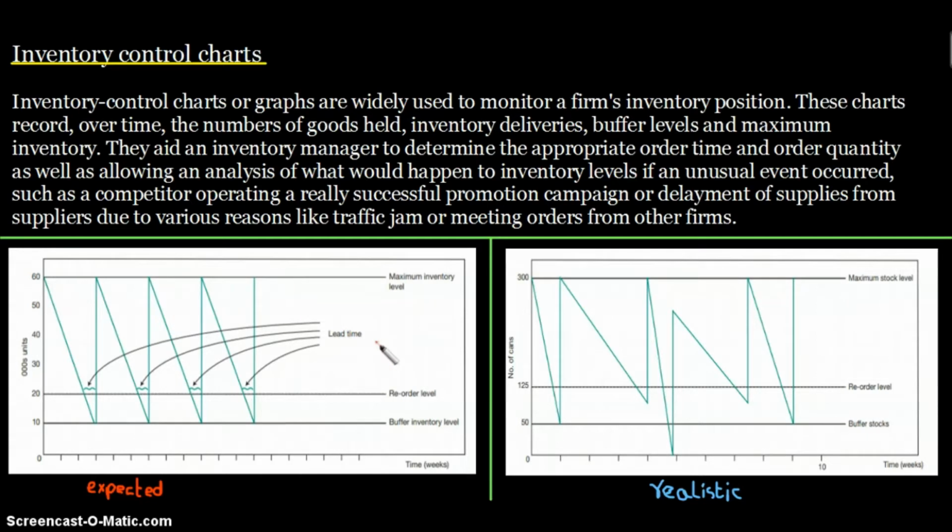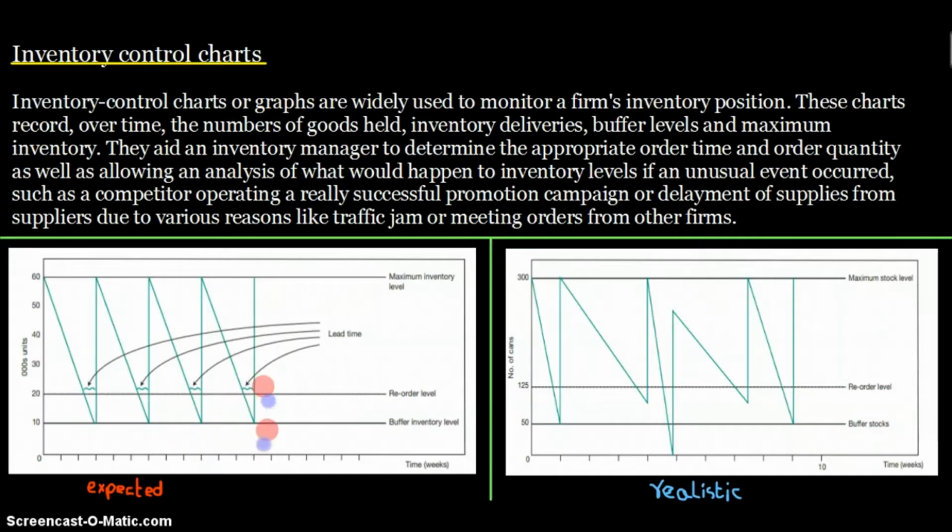So what are the basic factors? It basically aids in your inventory management. It helps you decide what the reorder level should be, what the buffer inventory level will be, what the maximum level is, and how much time it will take for your orders to reach you. Okay, so here are certain things that you need to look at.